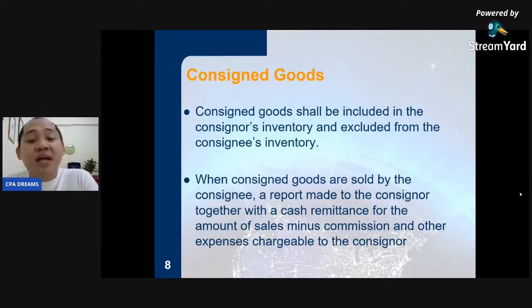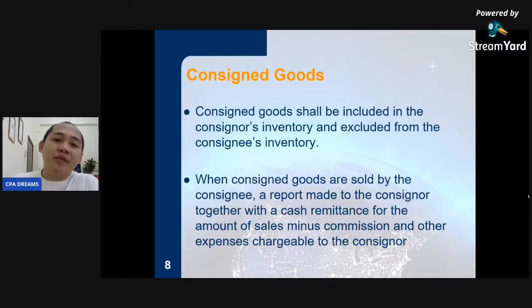Okay? So when consigned goods are sold by the consignee, ang nangyayari, i-report ni consignee kay consignor, no? And sasama na niya yung remittance, no, ng amount ng sales, ililes na yung commission and other expenses na chargeable to the consignor. Again, wag malito. Si consignor ang nagmamay-ari ng goods. Si consignee is taga-benta lang. So, hindi siya part ng consignee's inventory. Okay? Unless otherwise stated na hindi consignment ang nangyari, kundi talagang binili niya.